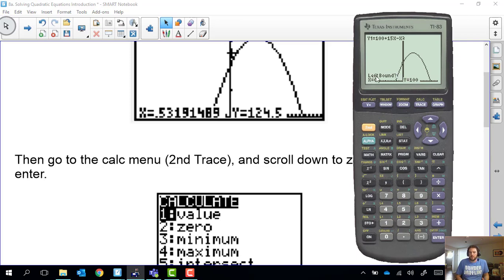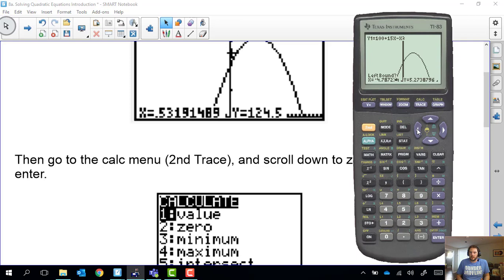It says left bound. So what this wants us to do is take this little x and move it until it's to the left of our x-intercept. And what's going to happen is you'll notice as I push the button here, the y and the x values are going to change. What we want to figure out is, well, this y value is positive, and when it passes through the x-intercept, eventually it's going to become negative.